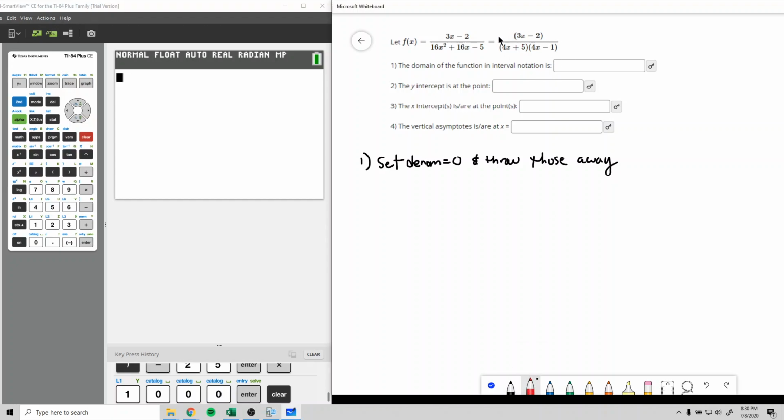And luckily for us, it gave us our function two ways, not factored and factored. If you're going to set the denominator equal to 0, it's better to use the factored one. It's a lot easier because we would have to factor it anyway. So we got 4x plus 5 times 4x minus 1 equals 0. Since it's already factored for us and set equal to 0, we just set each part equal to 0.